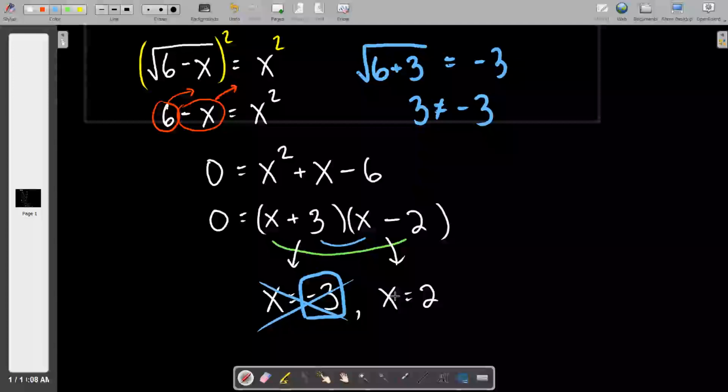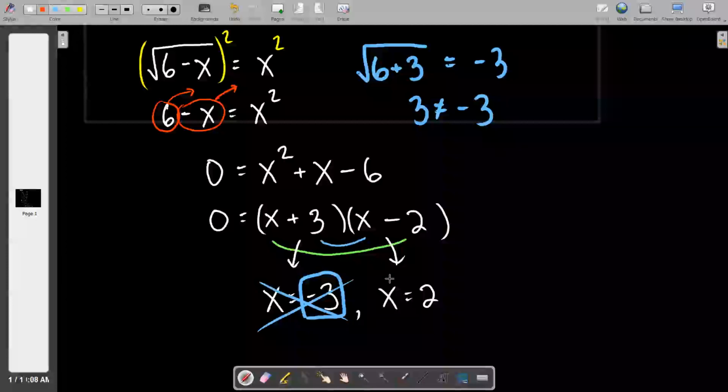We've been down this road before, kind of in a different context, but I want you to commit to one of two things. Don't ever just leave a candidate just sitting there. Do one of two things. Cross it out if it's extraneous, no good, or box it or circle it if you've tested it and it's good. So he's committed now, out. -3 is out. Let's test 2.